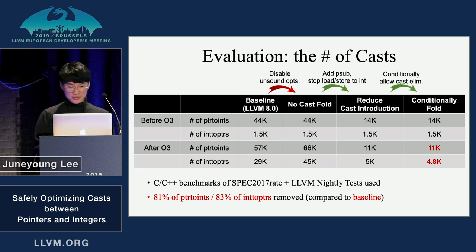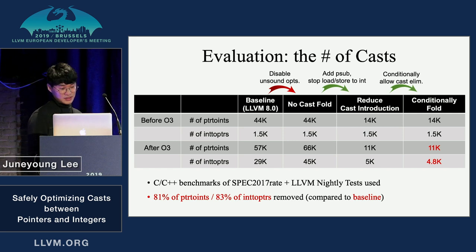Okay. Until now, I've explained three possible ways to reduce the number of pointer and integer casts, and I'm going to introduce the results of the experimentation by showing the number of casts as well as slowdown. We've implemented our model on LLVM 8.0 and gradually updated the model, showing how things change, for example, how the number of casts changes. First of all, I disabled unsound optimizations such as cast elimination and folding the comparison into pointer comparison. And then I added the PSUB operation and also stopped canonicalization of loads and stores into integer types. And then finally, I conditionally allowed cast elimination.